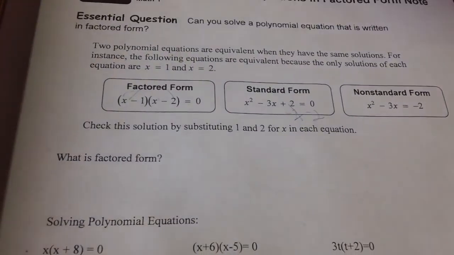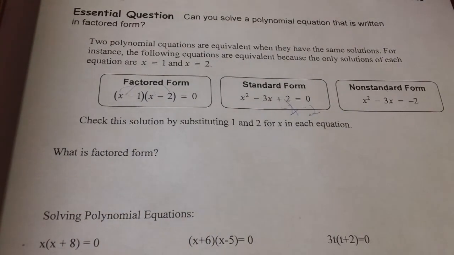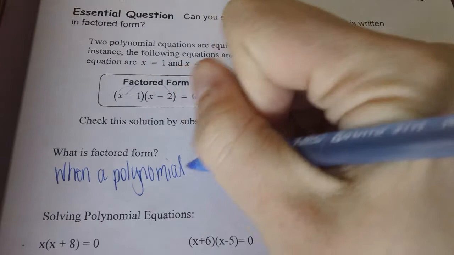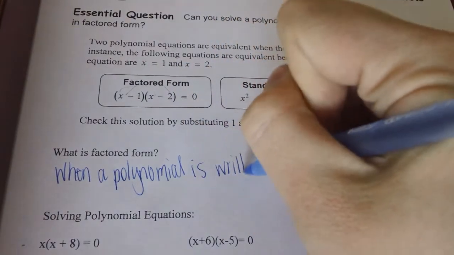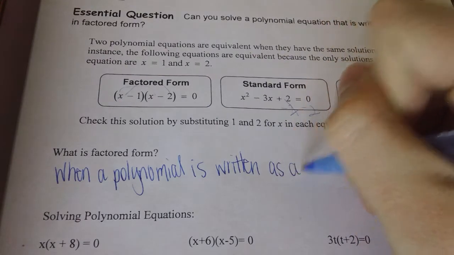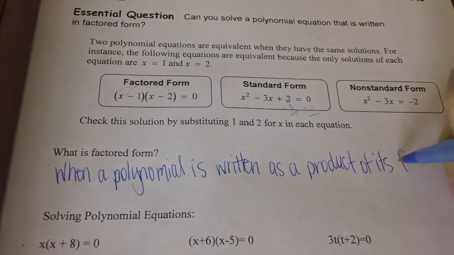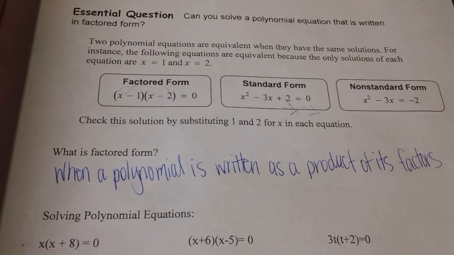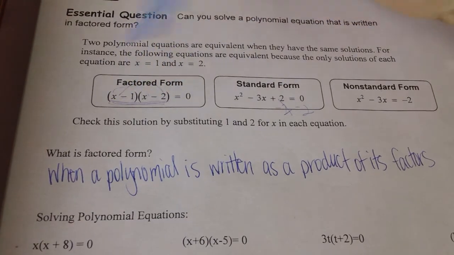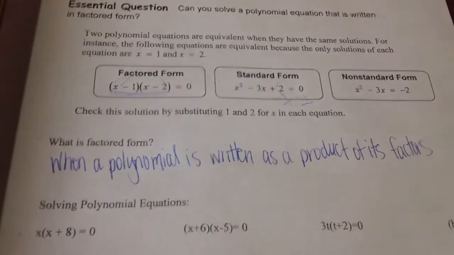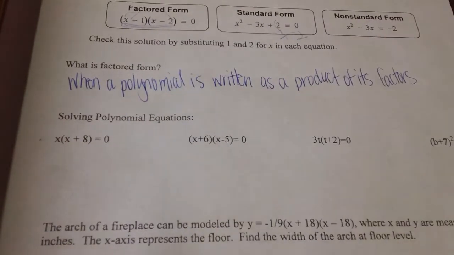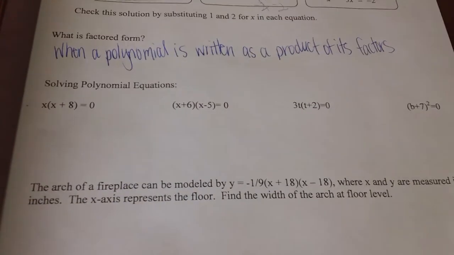Okay, so factored form, the definition is when a polynomial is written as a product of its factors. So these are factored out, and when we multiply them together, they become standard form. So we're going to be focusing on just polynomials in factored form.